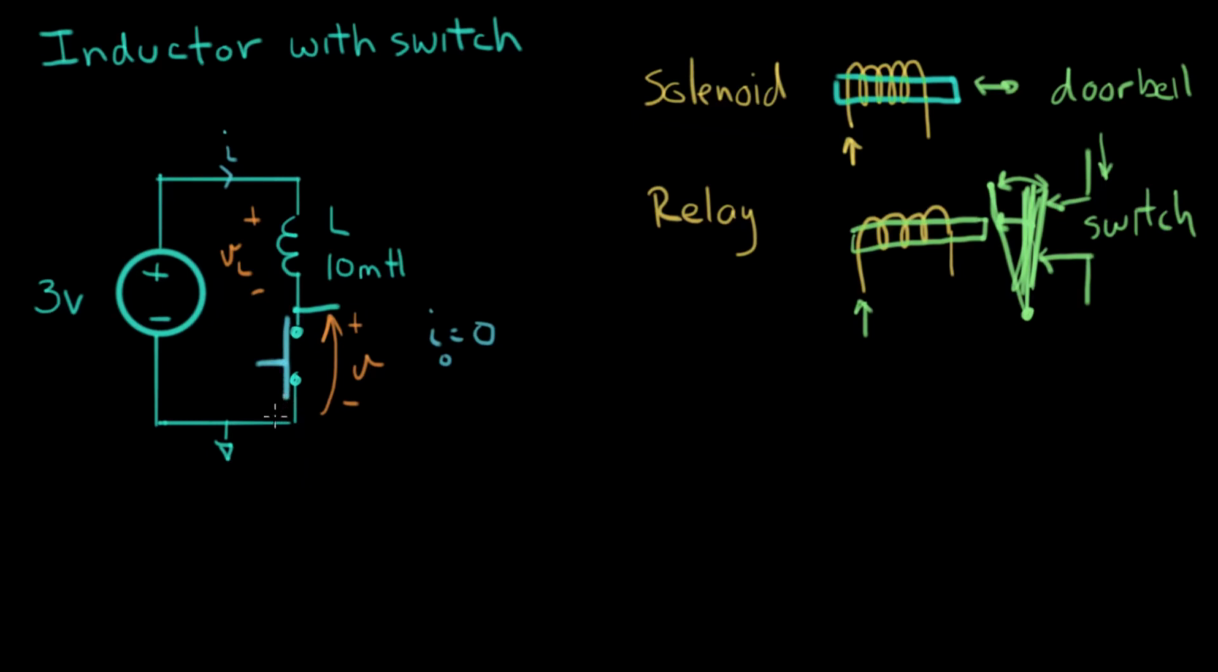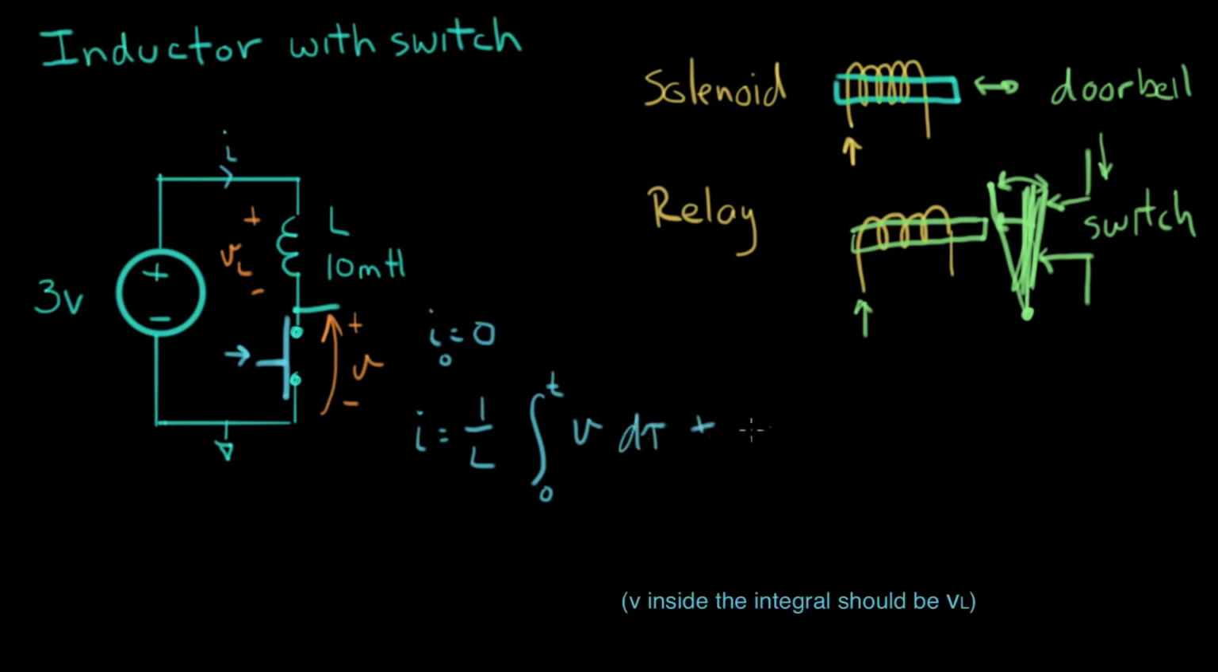And we just closed our switch at time t equals 0. And let's look at what happens. All of a sudden now, our inductor has a voltage across it. This node is at 3 volts, this node is at 0 volts. So all of a sudden we have 3 volts across our inductor. So let's use the integral form of the inductor equation to solve for the current that's going to happen here. I equals 1 over L times the integral from 0 to t of V d tau plus I0.